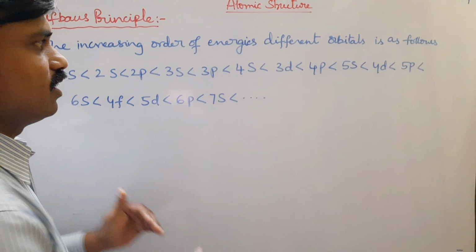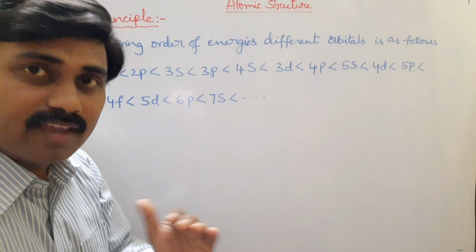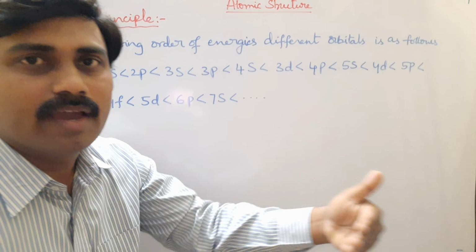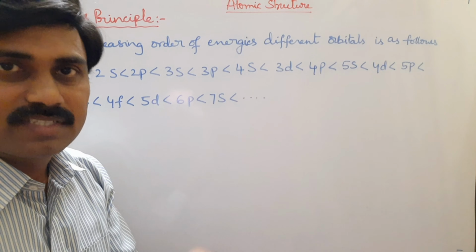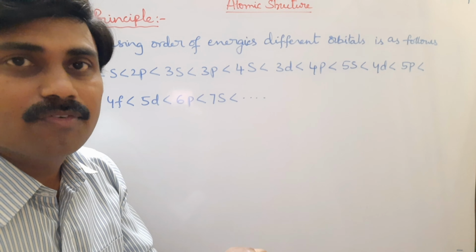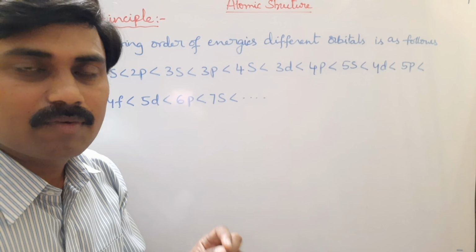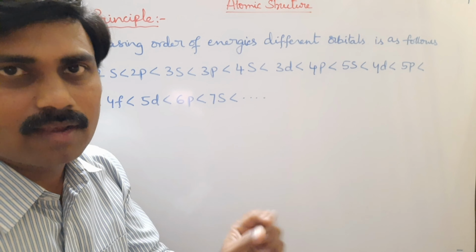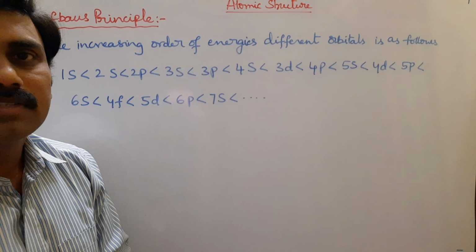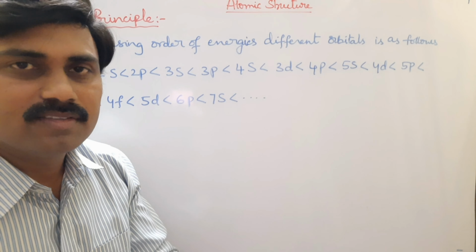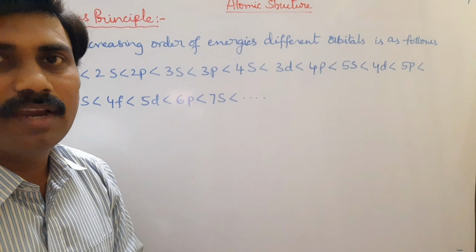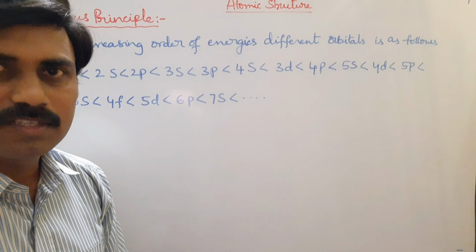So it means the electrons fill the atomic orbitals in increasing order of energy. How can you identify the increasing order of the atomic orbitals? By taking the sum of the principal quantum number and azimuthal quantum number values, that is the n plus L value. So electrons always fill the atomic orbitals in increasing order of their energies. This is the statement and the concept of Aufbau's principle.